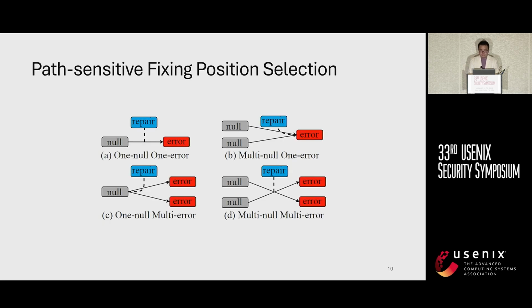We also conduct the path-sensitive fixing position selection. Here, our key insight is to effectively fix the vulnerability and avoid introducing duplicated repair operations. Therefore, there are 4 different cases, including one null one error, multi-null one error, one null multi-error, and multi-null multi-error. We select the corresponding repair position accordingly, as shown in the above figures.